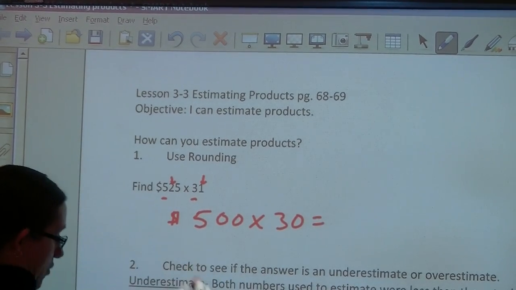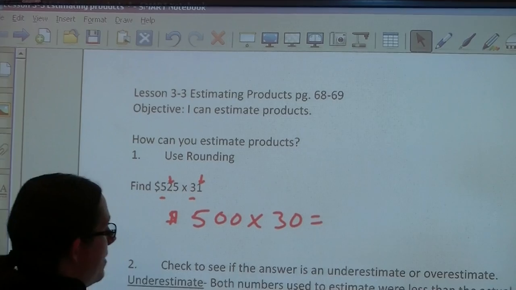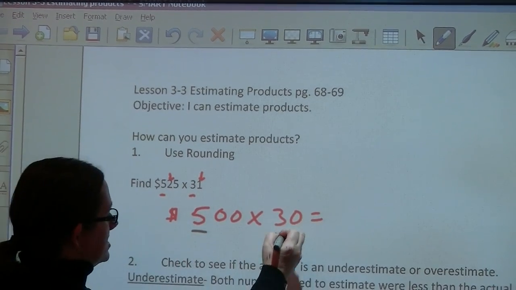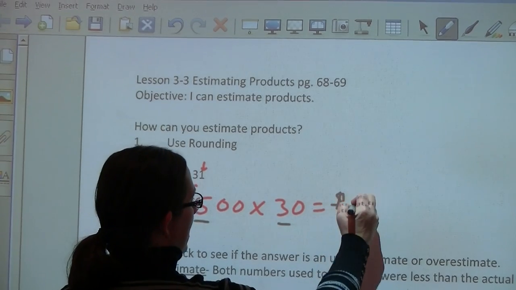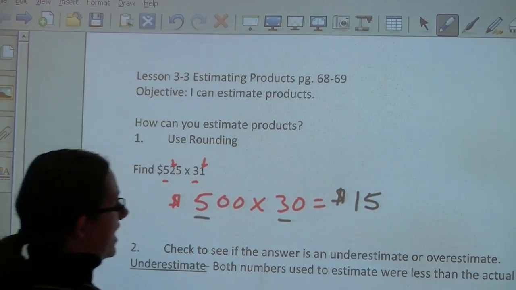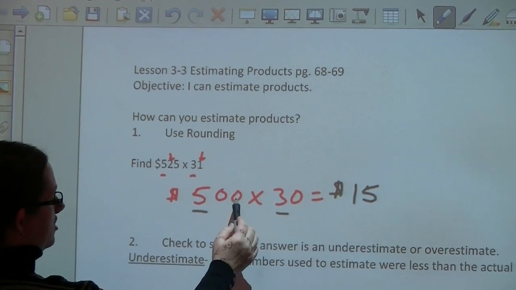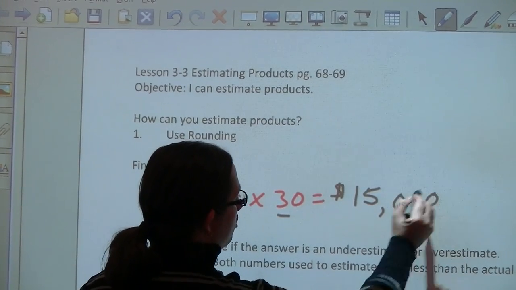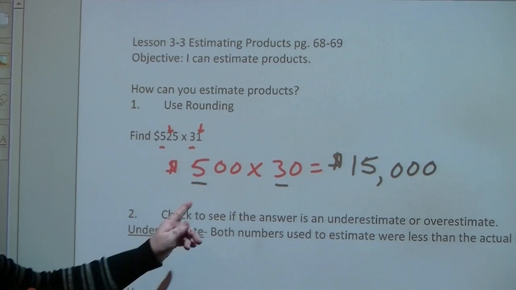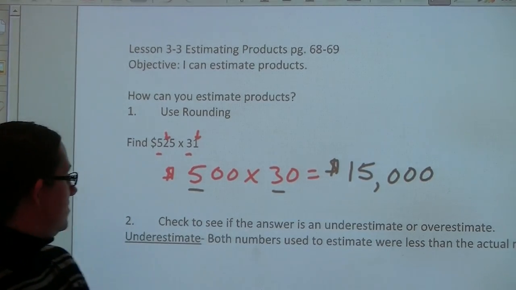And again, we go and point out our basic fact, which is 5 times 3. What's 5 times 3? 15. I'm going to put my dollar sign in there right away. Then I go back and I count my zeros. 1, 2, 3. So I'm going to put my comma, 1, 2, 3. Okay, so our answer, our estimate is $15,000.